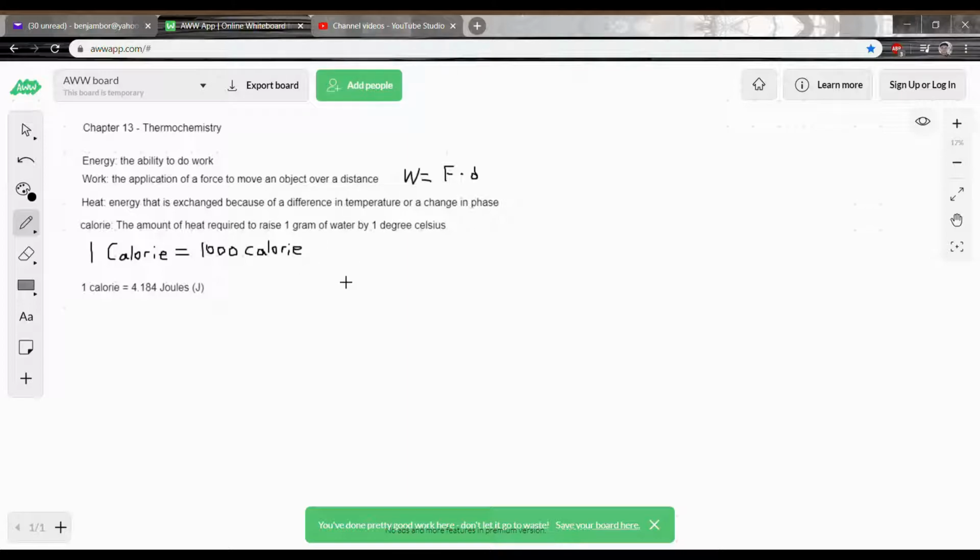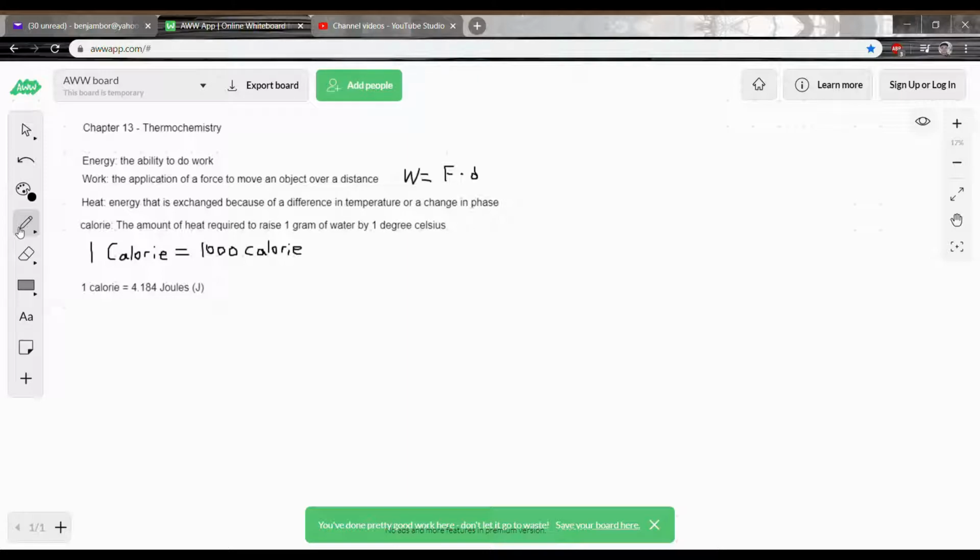To help you remember that, just think that capital C calorie is the big calorie, and there are 1,000 lowercase calories within the big uppercase calorie. The calorie is kind of an older measurement, and it's not as widely used as it once was. And the newer form of it is the joule.